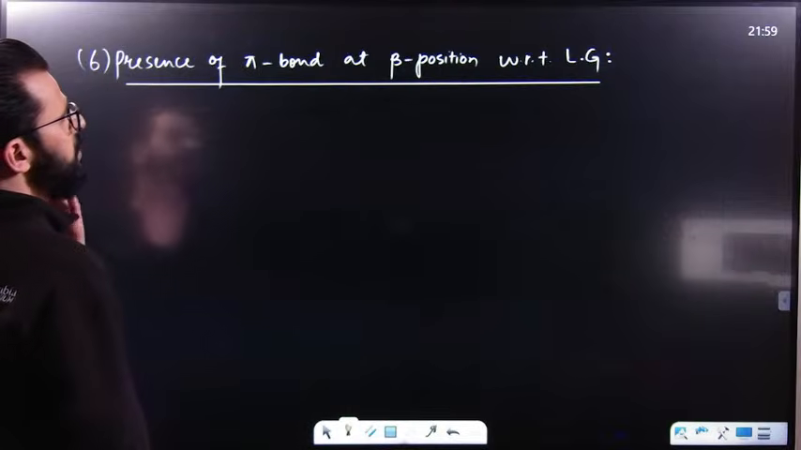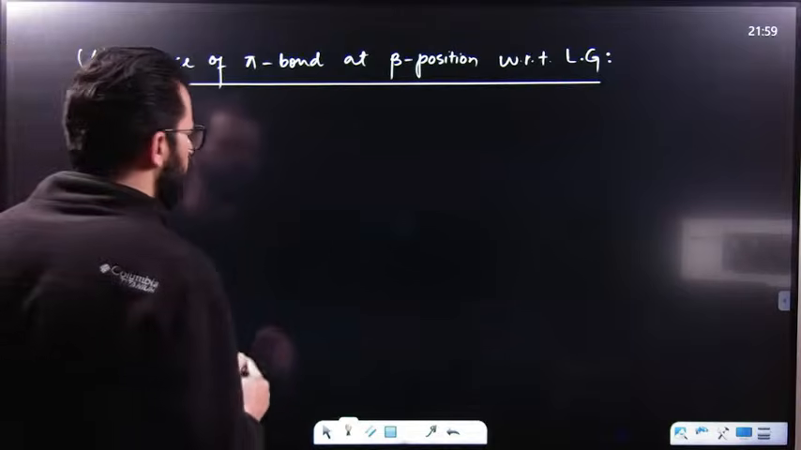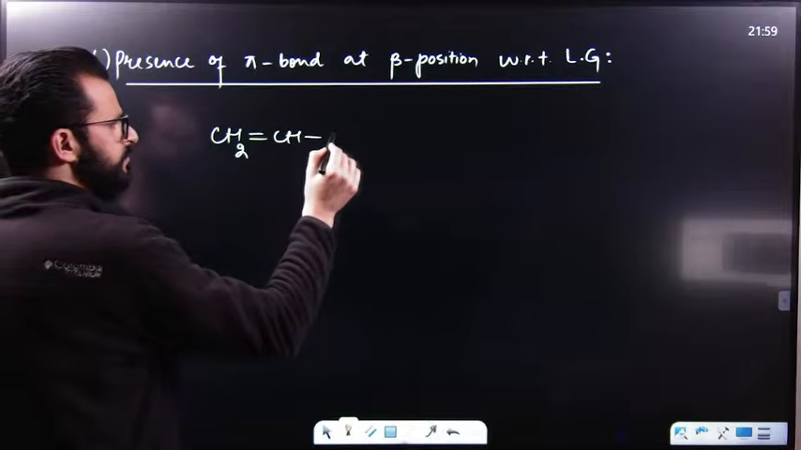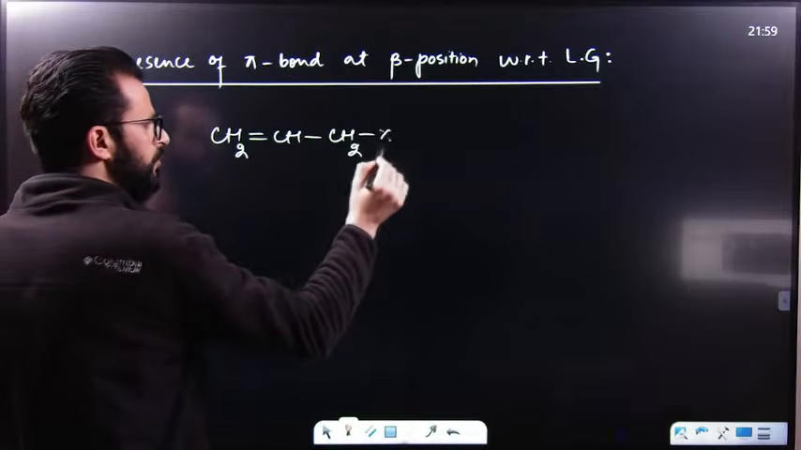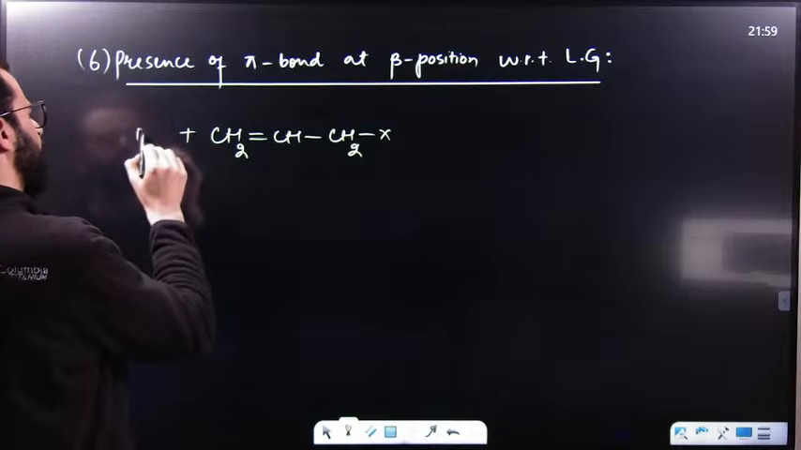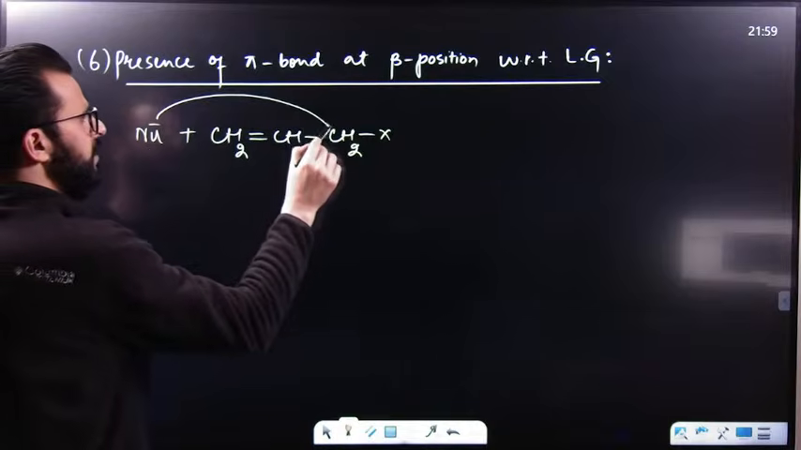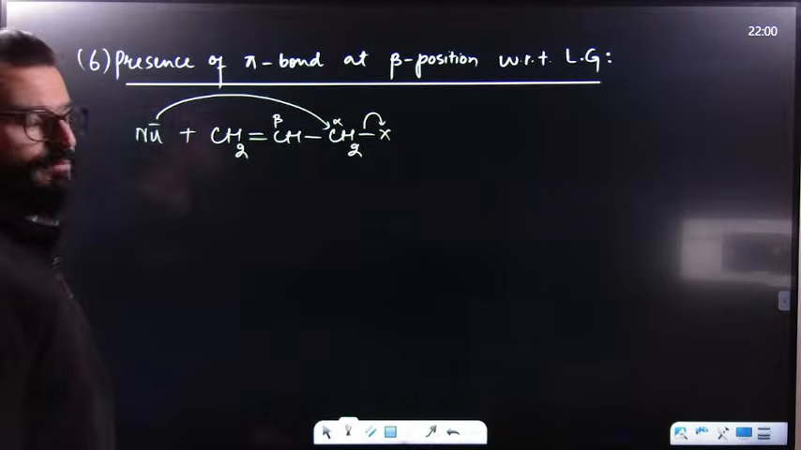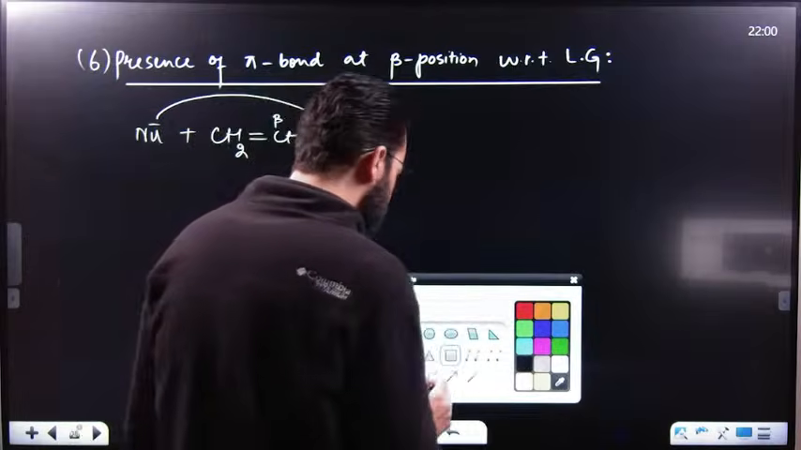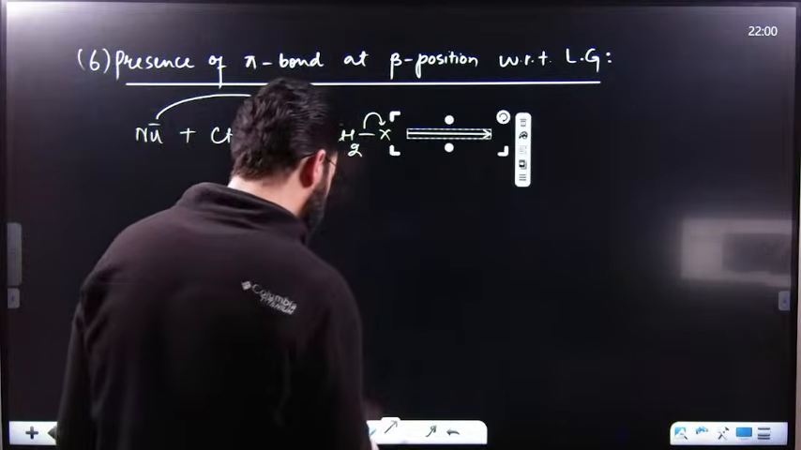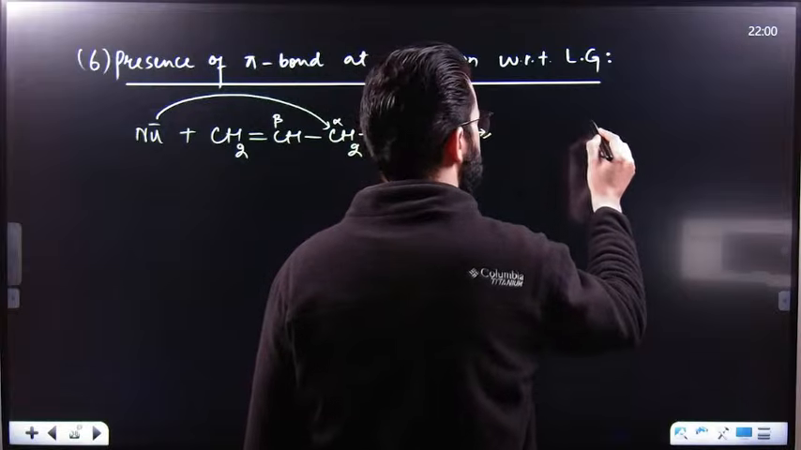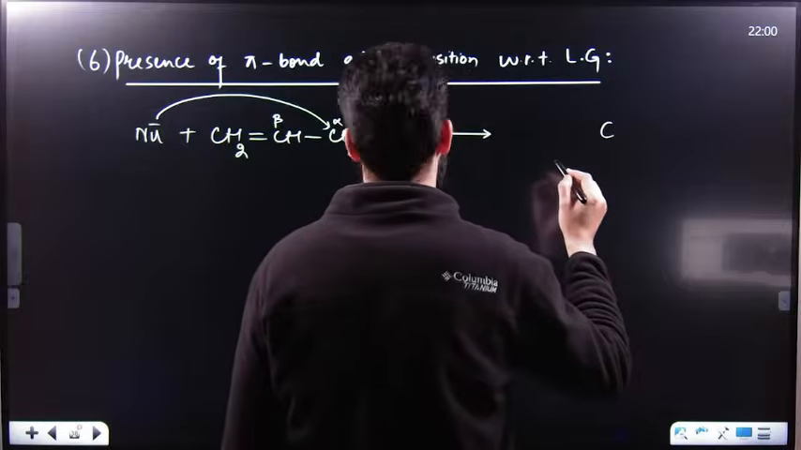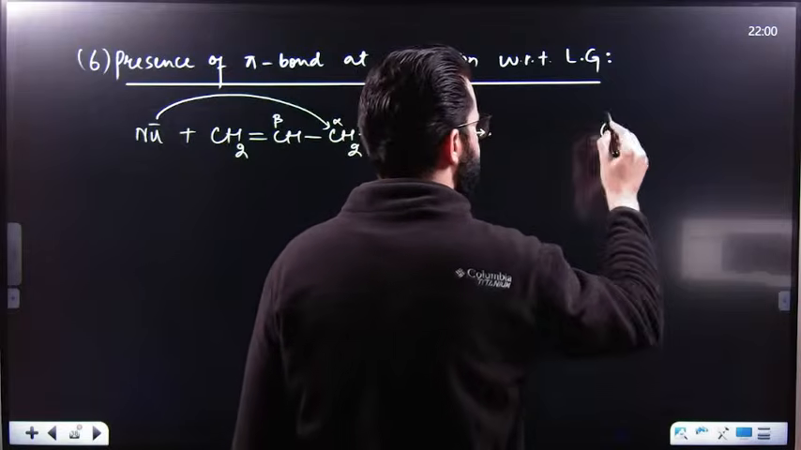Now, after that, the presence of a pi bond at the beta position with respect to the leaving group. Have a look. If you have, for example, a pi bond like this at the beta position with respect to the leaving group, and this is the nucleophile, what will happen? The nucleophile will attack this alpha position and we have the pi bond at the beta position. Now, have a look. Here, the transition state will be formed like this.